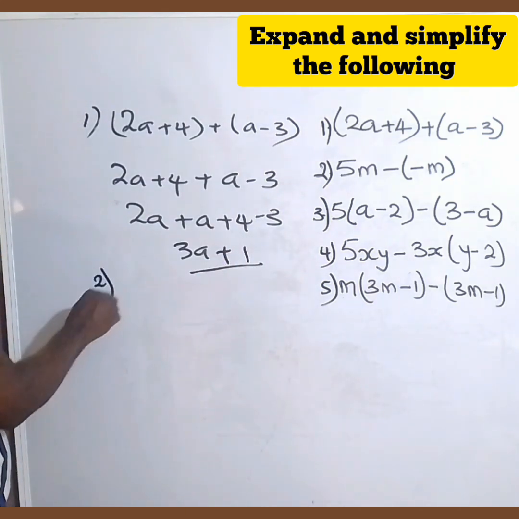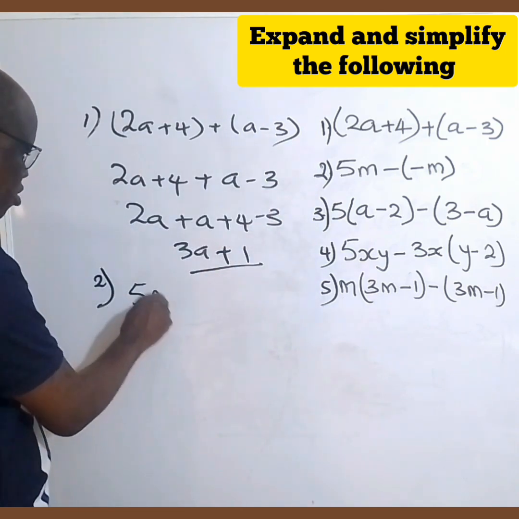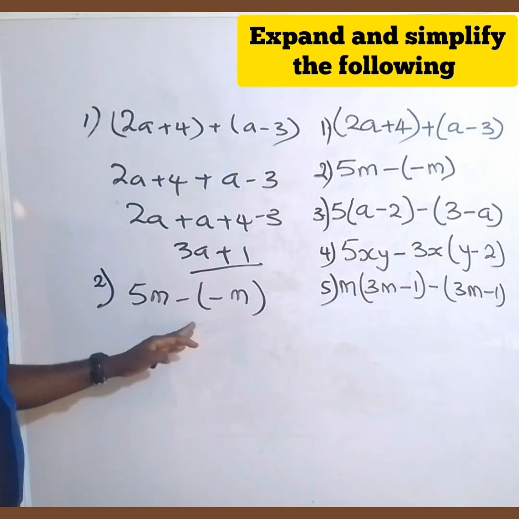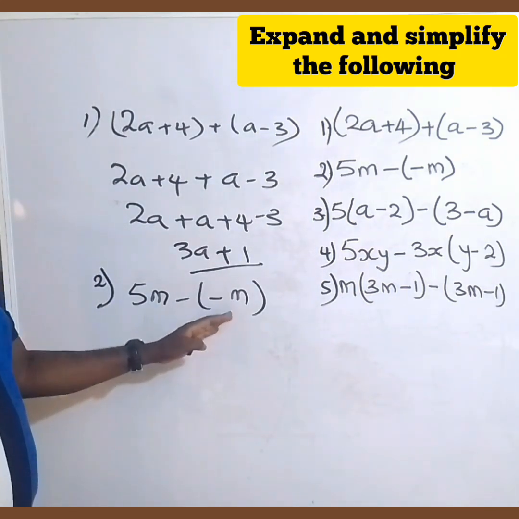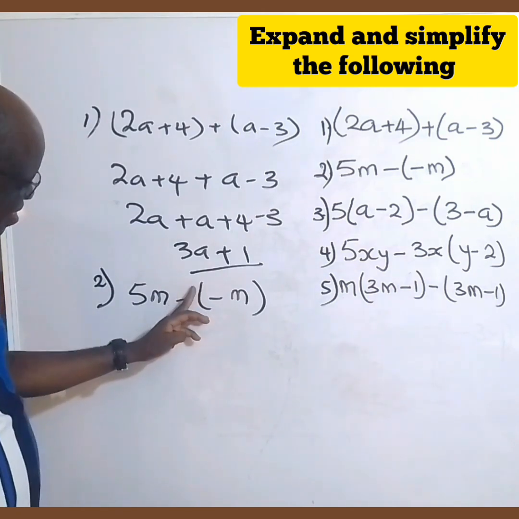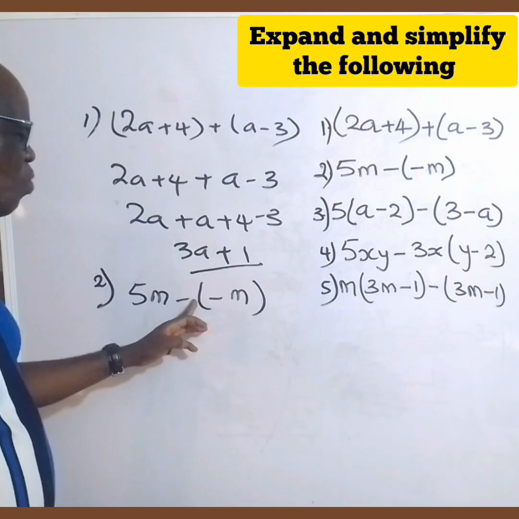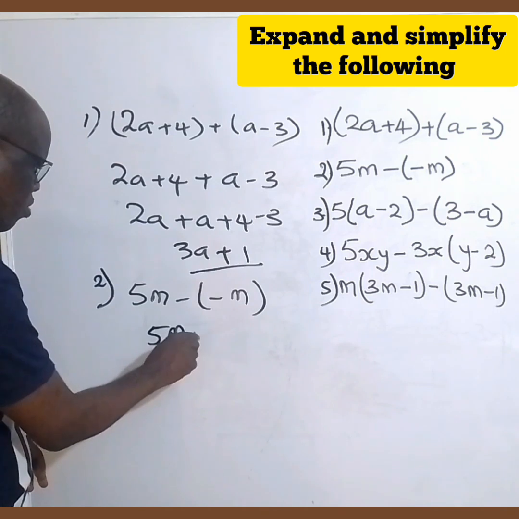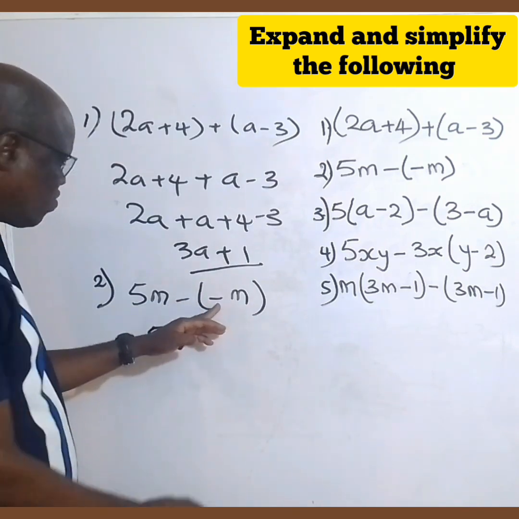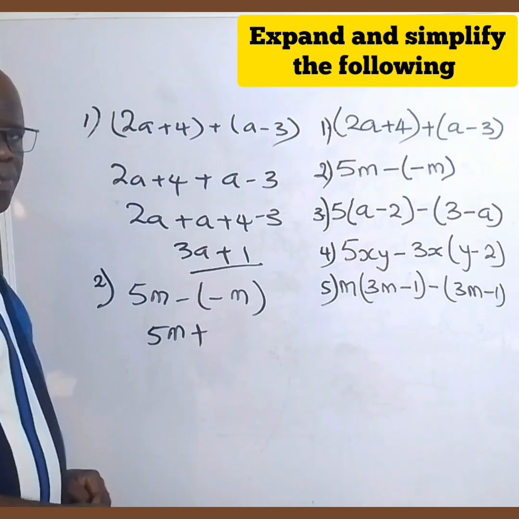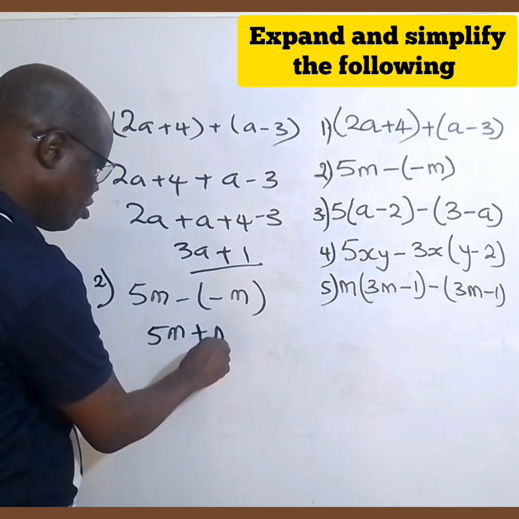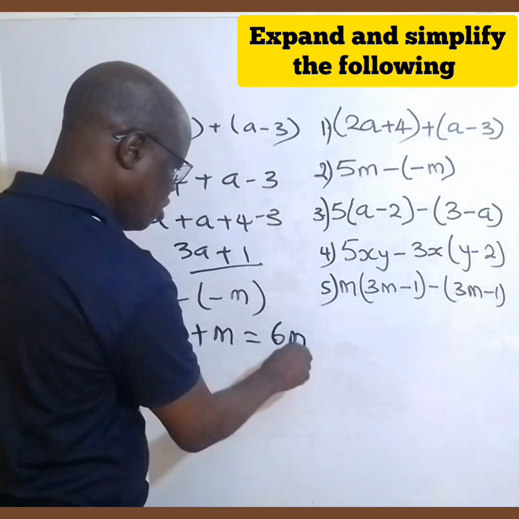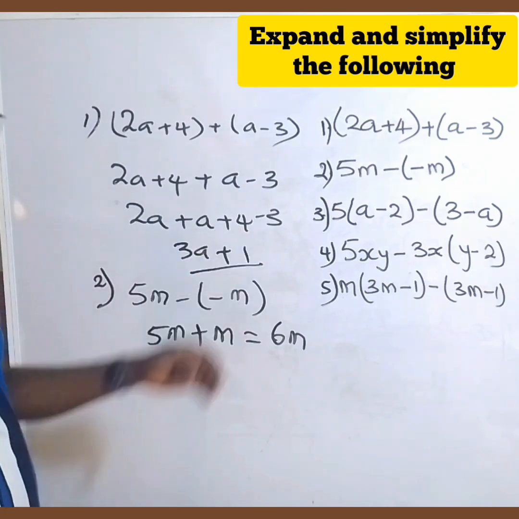Look at the second one. You have 5m minus m into bracket. Now, don't forget that there's 1 here. And that one is the one multiplying through the bracket. So you have 5m, minus times minus become plus. Then you have your m. 5m plus m, that's 6m. Very simple.